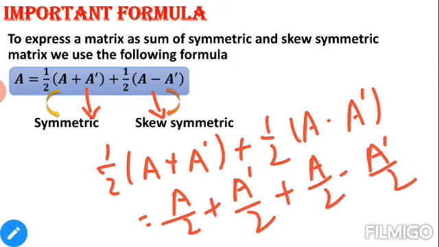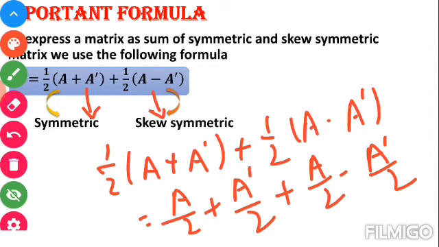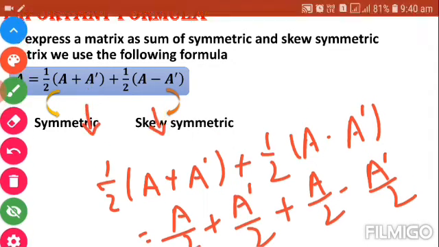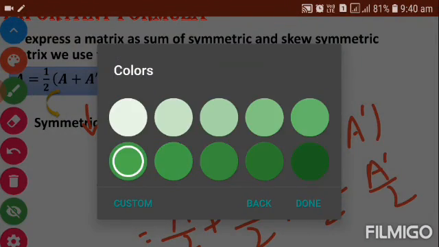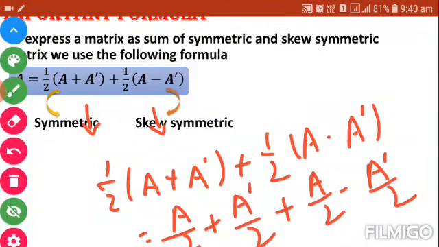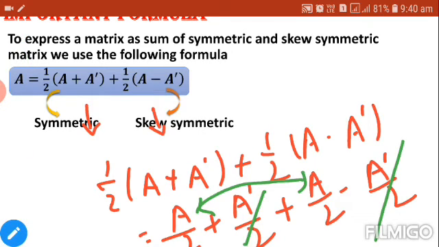So what is happening is that this is going to be cancelled. How is it getting cancelled? Just see here, this is A transpose by 2 plus, and this is minus A transpose by 2, so that is going to cancel. In the remaining terms, A by 2 plus A by 2, if you add, that is going to become 2A by 2, and that's why this is equal to A. So this way it is happening.